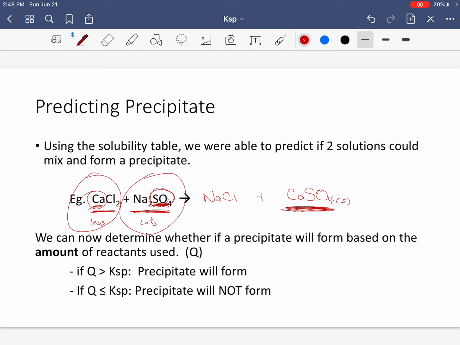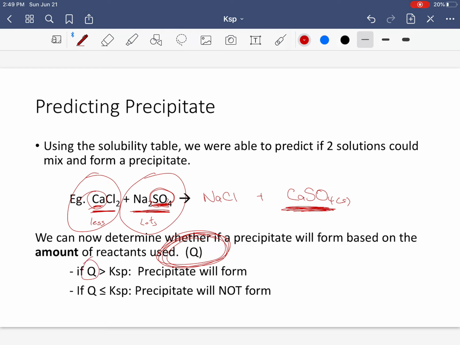Now, how do I know if I reach my Ksp point? Well, we're going to have to find this guy. We looked at it before when we looked at equilibrium constant. We looked at this in the form of Qc to see which way the equilibrium favors, towards product or towards reactant. We're going to do the same here. We're going to find Q, but this time it's based on will precipitate be formed.